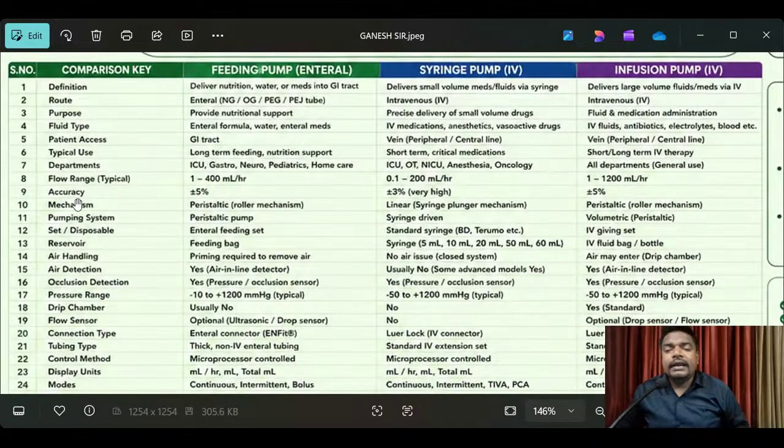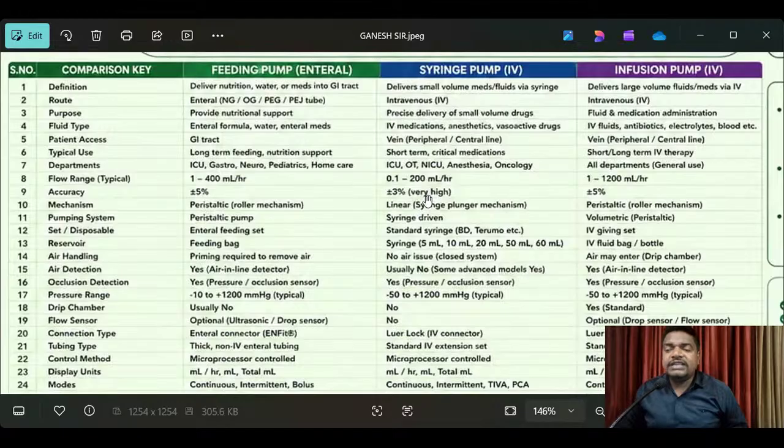9th point, see here, comparison key. Listen carefully. 9th one, accuracy rate. Accurate means the exact value. So in the feeding pump, enteral, the exact value is plus or minus 5%. Plus or minus means, for example, there are variations. When you set 50, it can be 45 or 55. I'm giving an example. This is the minimum basic point, plus or minus 5% in the feeding pump.